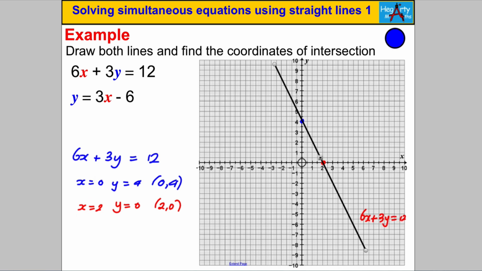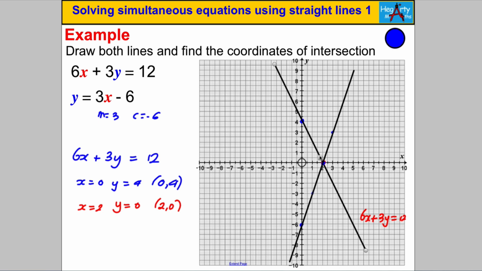Now the other one's in the form y equals mx plus c, where m is equal to 3 and c is negative 6. So we may as well do the normal way. Start here, and as I go across 1, I go up 3. We can see where they're intersecting already.